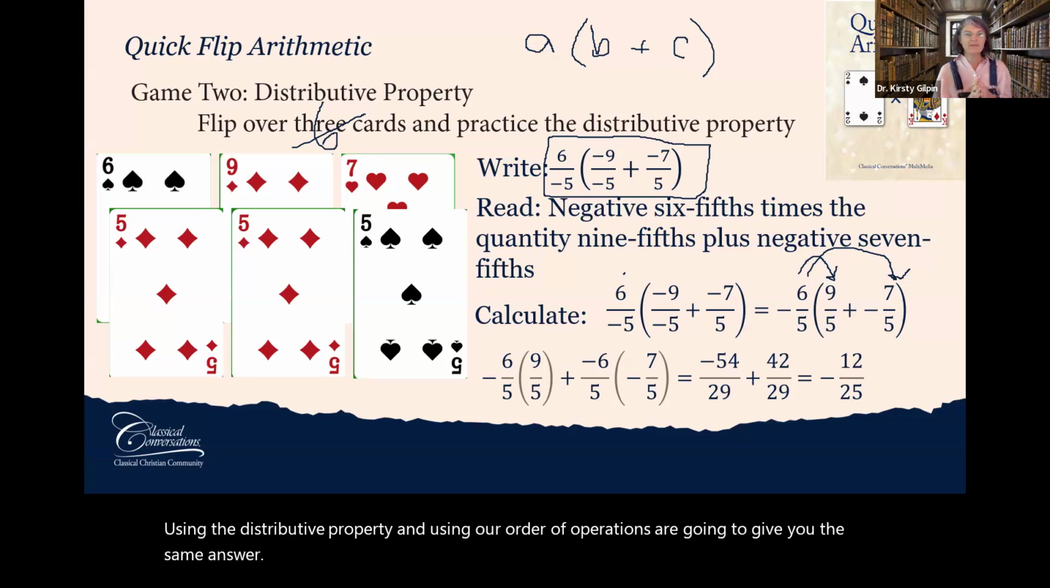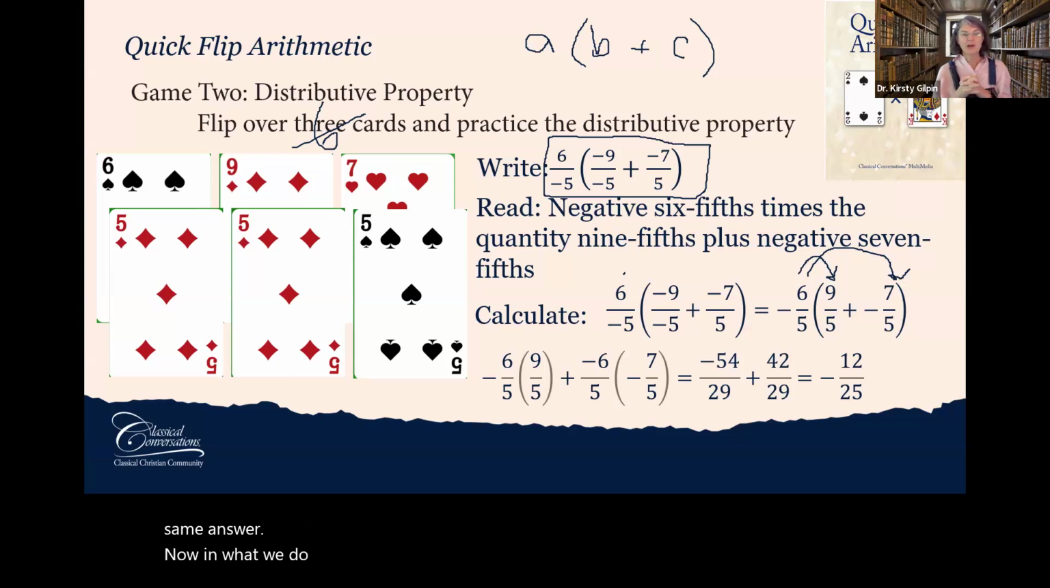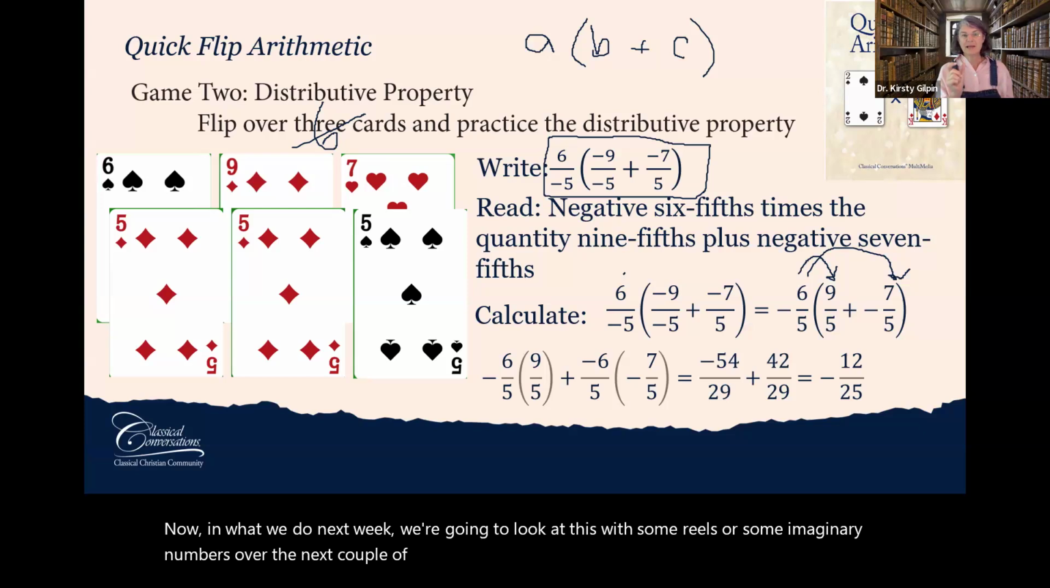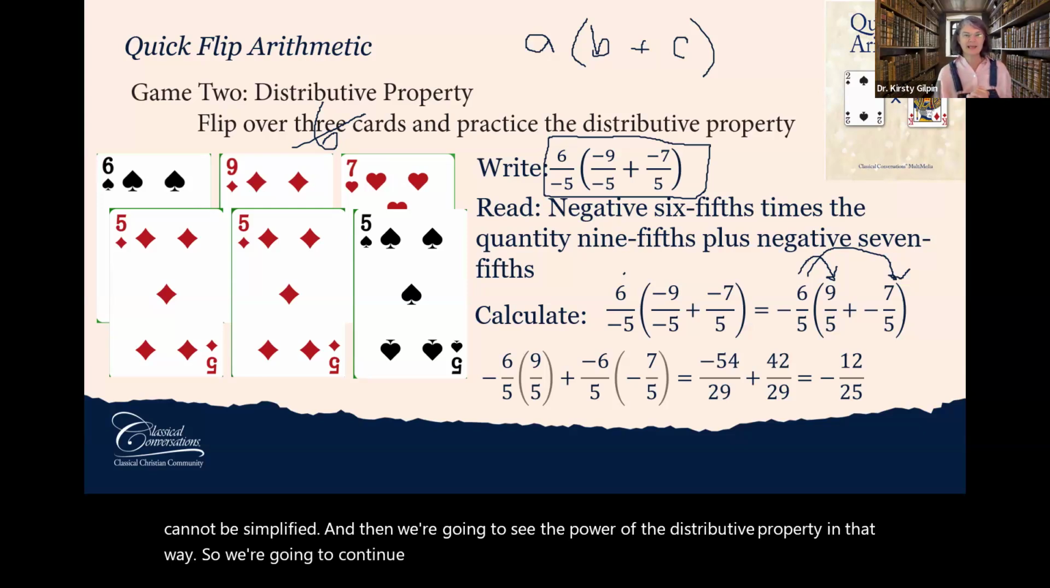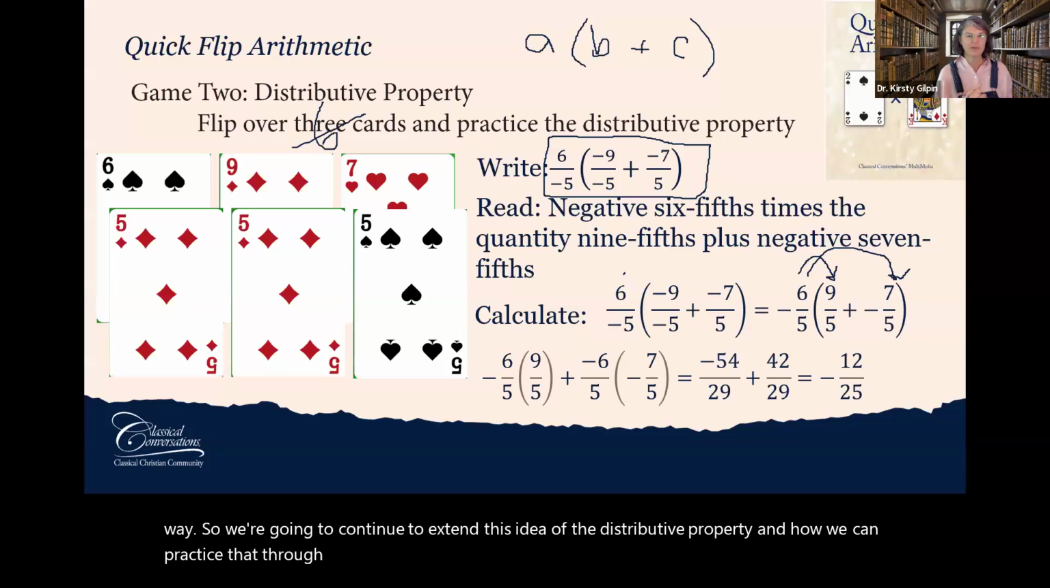Now, in what we do next week, we're going to look at this with some reals or some imaginary numbers over the next couple of weeks. In other words, a sum inside, a quantity inside that cannot be simplified. And then we're going to see the power of the distributive property in that way. So we're going to continue to extend this idea of the distributive property and how we can practice that through different domains with quick flip arithmetic.